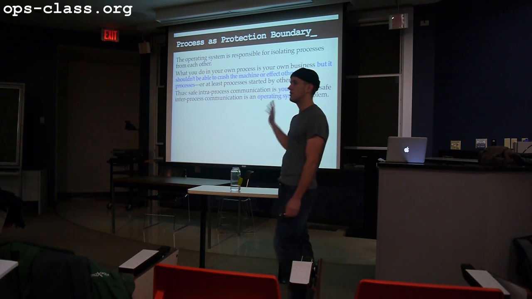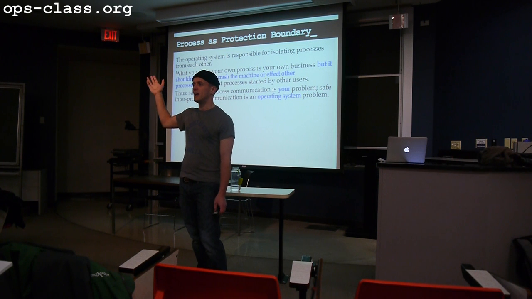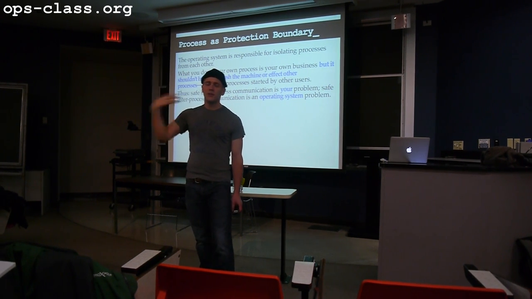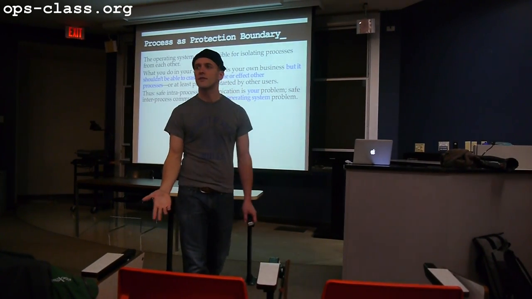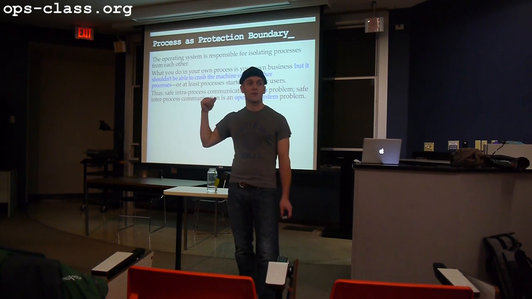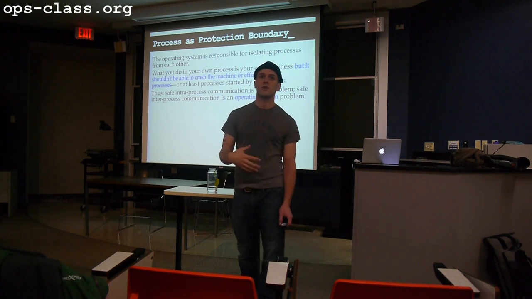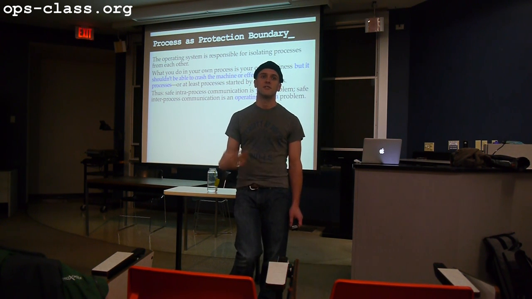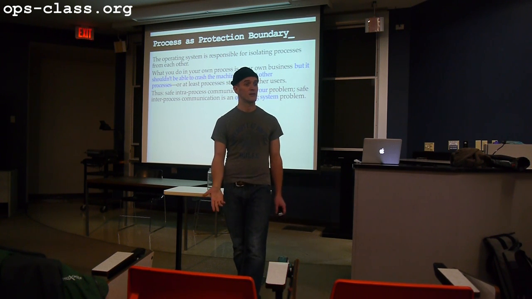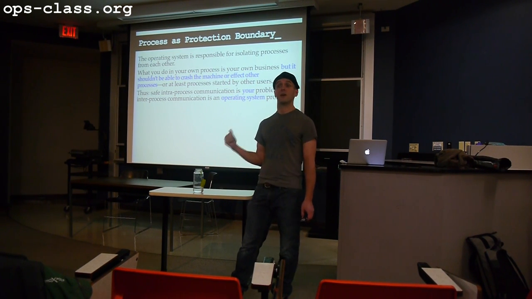How many people here are old enough to have used old versions of Windows, like 95, 98? Windows took about 30 years to discover stuff that Unix had invented in the 70s, right? One of those concepts was protection boundaries between processes. Old versions of Windows had all sorts of different ways that processes could stomp on each other and make life miserable for each other. New versions of Windows tend to have fixed these problems.